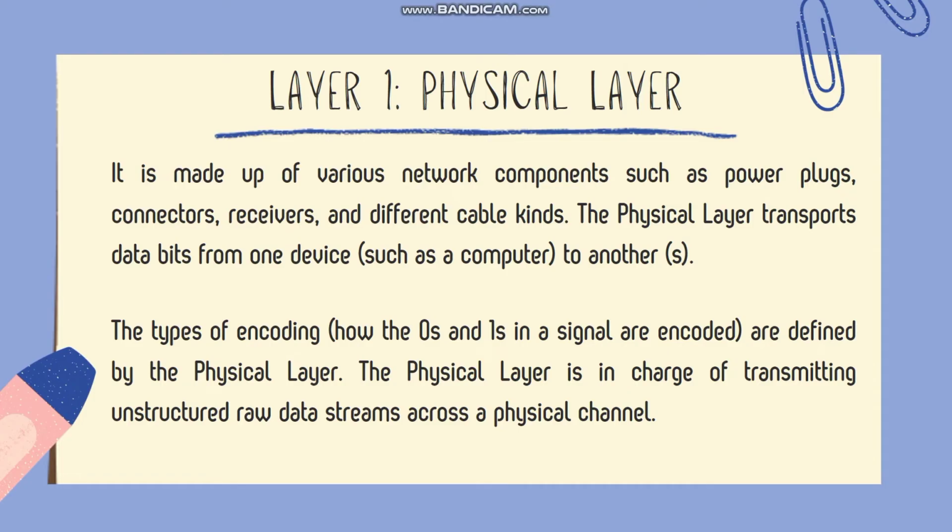And lastly, layer 1, which is the physical layer. It is made up of various network components such as power plugs, connectors, receivers, and different cable kinds. The physical layer transports data bits from one device, such as a computer, to another device. The type of encoding, how the zeros and ones in a signal are encoded, is defined by the physical layer, and the physical layer is in charge of transmitting unstructured raw data streams across a physical channel.